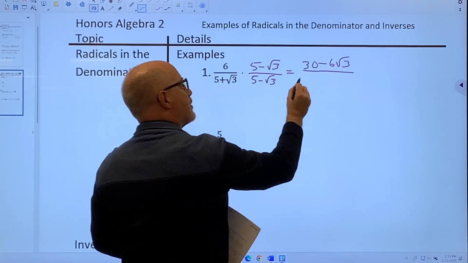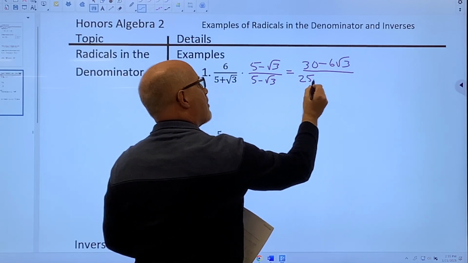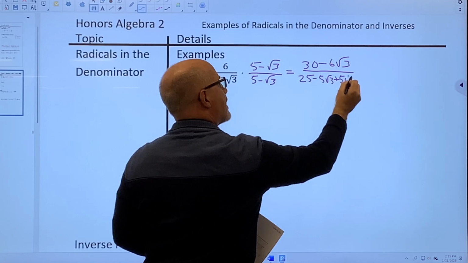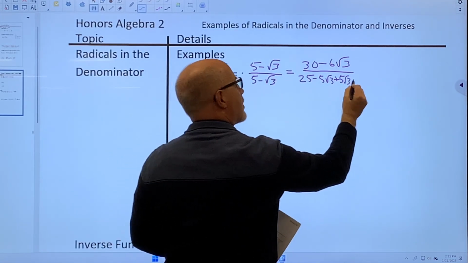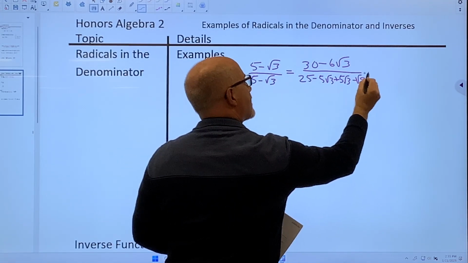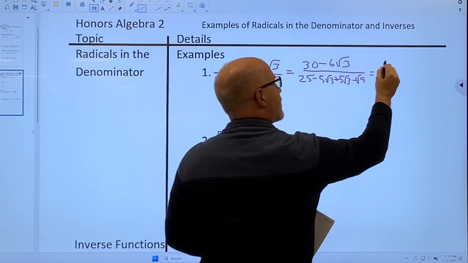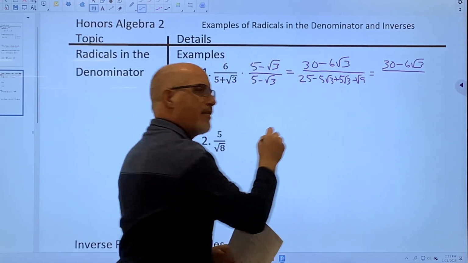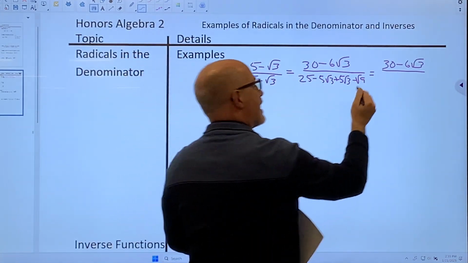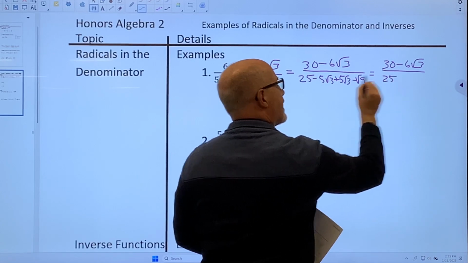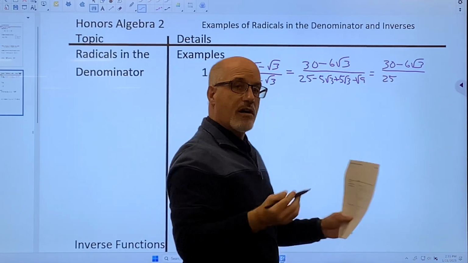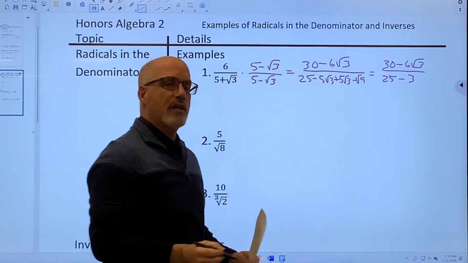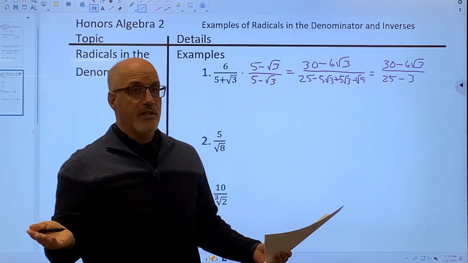All over, when we double distribute here, we get 25 minus 5 square roots of 3 plus 5 square roots of 3. And then lastly, minus the square root of 9. Now when I simplify that, I get 30 minus 6 square roots of 3 on the top. When I simplify the bottom, you've got to make sure you get rid of the two middle terms because they are opposites. And then the square root of 9, we have a minus 3 because square root of 9 is just a 3. No more radicals in the denominator.